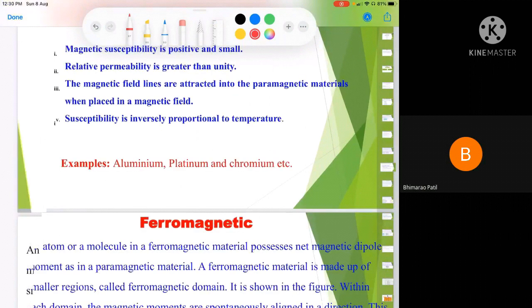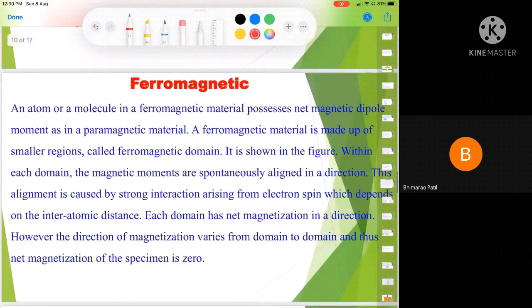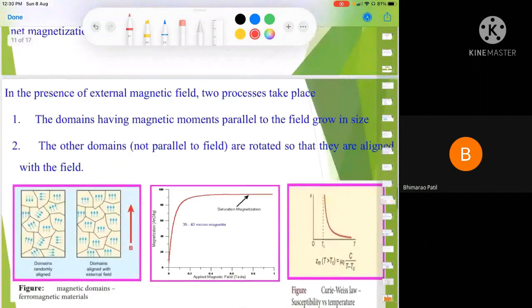Then let's go to the ferromagnetic material. Are ferromagnetic materials paramagnetic materials, or are they different from paramagnetic materials? Yes, in ferromagnetic materials, the atoms or molecules possess a net magnetic dipole moment, as in a paramagnetic material, but this material is made up of small regions called ferromagnetic domains, which can be shown here in the figures.